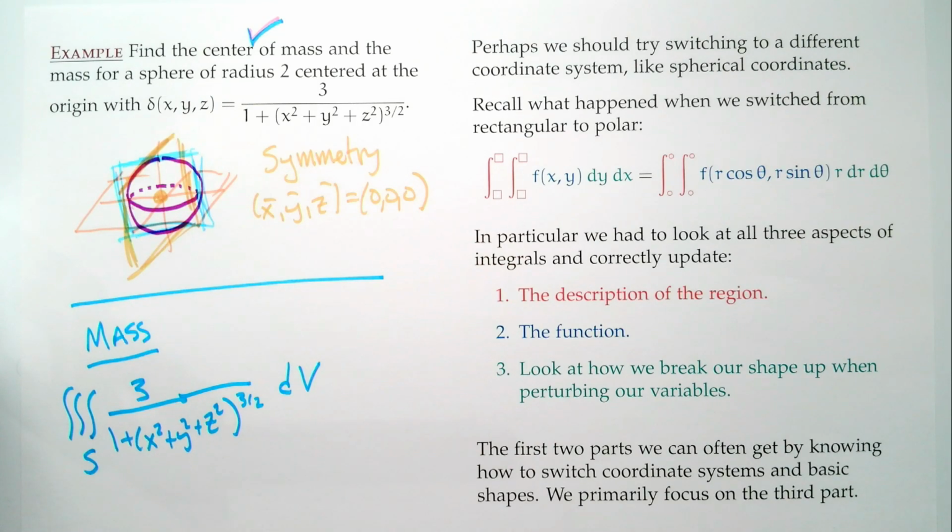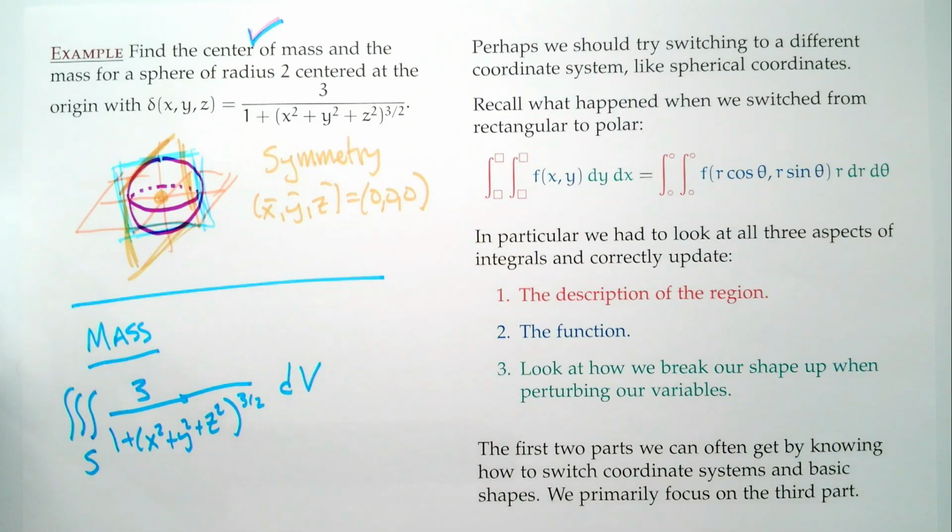And so, okay, we have to change the description of the region, we have to update the function, and then we have to do this last part, how do we break things up? The first 2 parts aren't usually too bad. So we're going to probably spend a little bit more time talking about this last thing. How do we break things up? Before we get to spherical coordinates, let's do a warm-up with cylindrical.